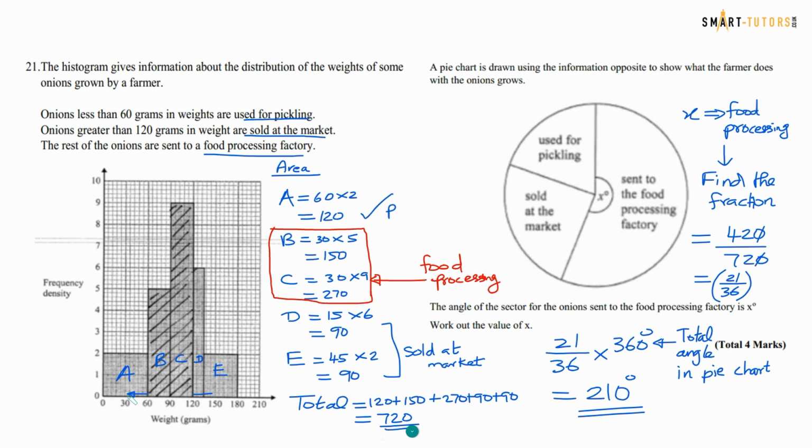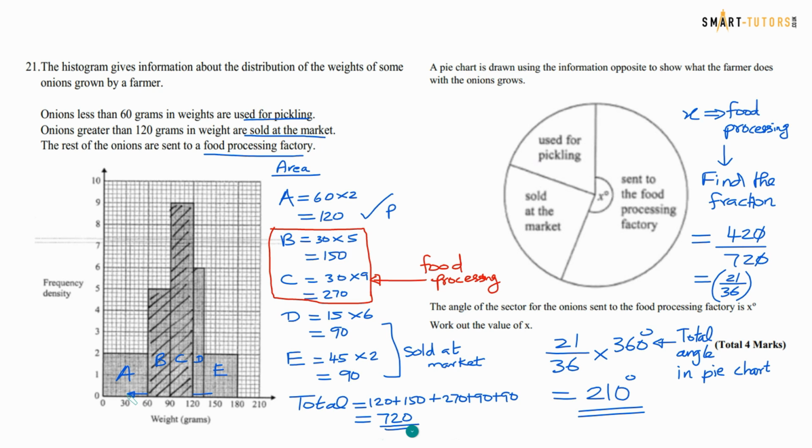In a histogram, the area is proportional to the frequency. So if I find each and every area, the area equals 60 times 2, since the height is 2, which is 120. Likewise, calculate everything and total it up. So the total is 720, right?